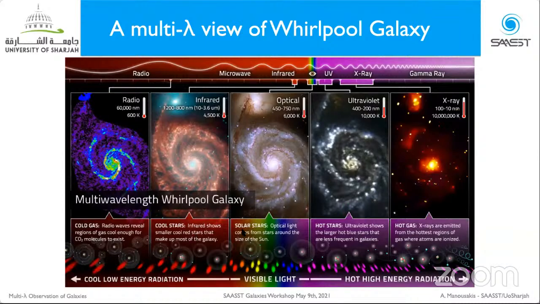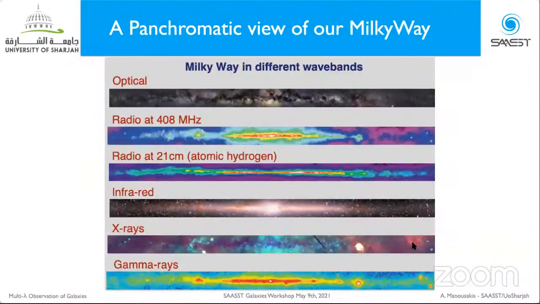In optical, you are going to see light coming from stars like our sun, more or less. And in the UV, you are going to see young, hot stars a few times to tens of times larger than our sun. And in the X-rays, you are going to see the most violent effect, the hottest region where atoms are completely ionized.